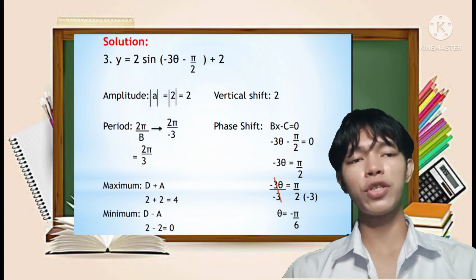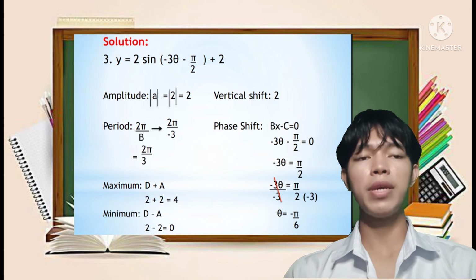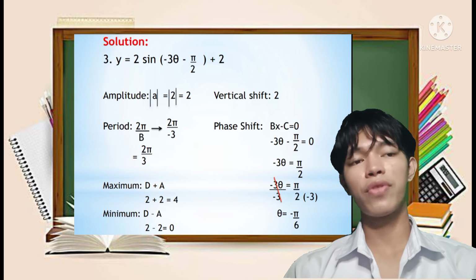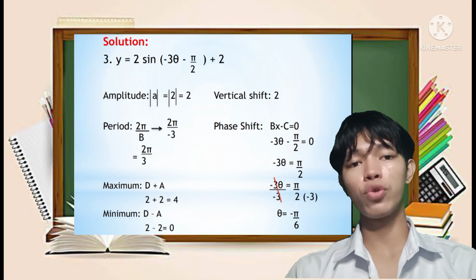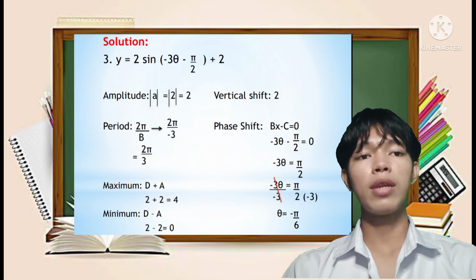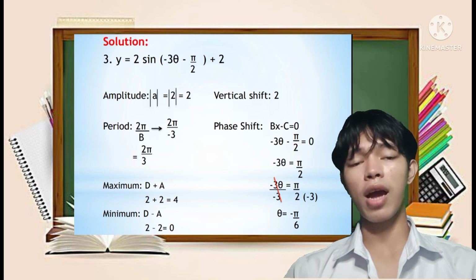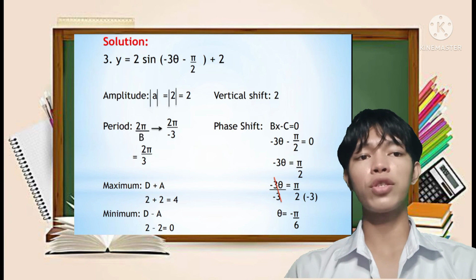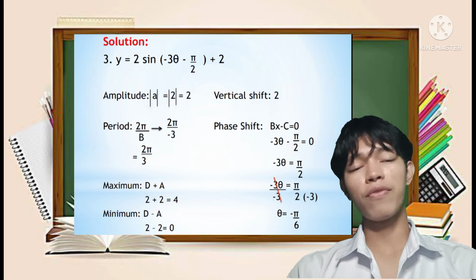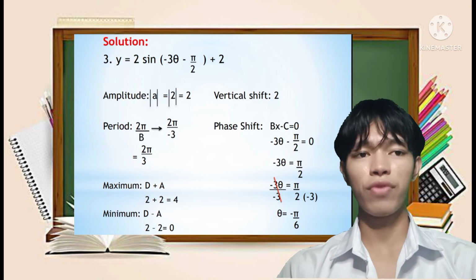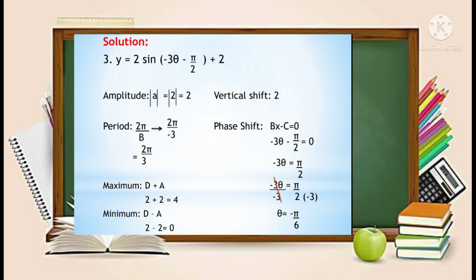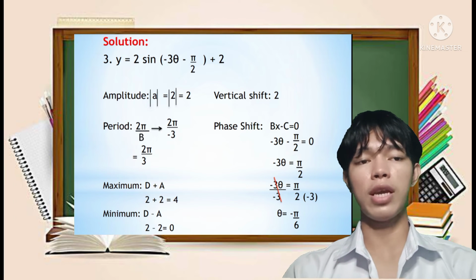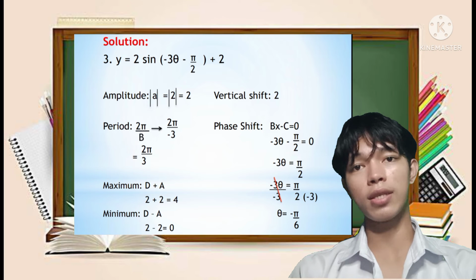Next, we have the phase shift. The formula is bx minus c equals 0. So we have negative 3 theta minus pi over 2 equals 0. Next, negative 3 theta equals pi over 2. To get the phase shift, we have negative 3 theta over negative 3 equals pi over 2 times negative 3. So our phase shift is negative pi over 6.